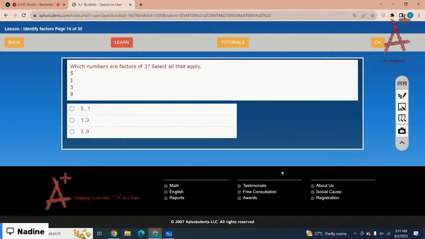Which numbers are factors of 3? Factors of 3 are 1 and 3, right? The correct option is 1 and 3.